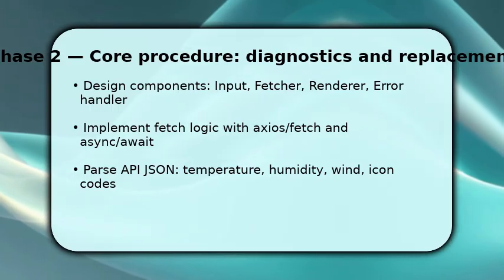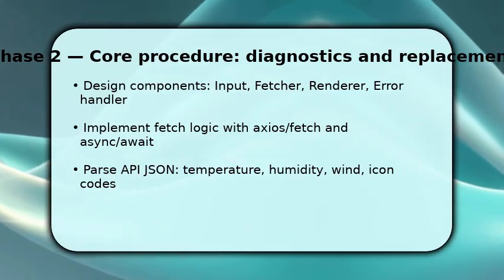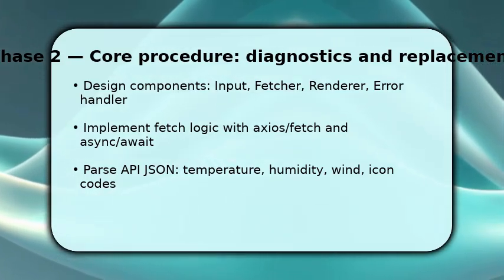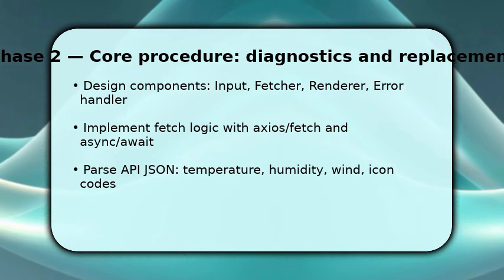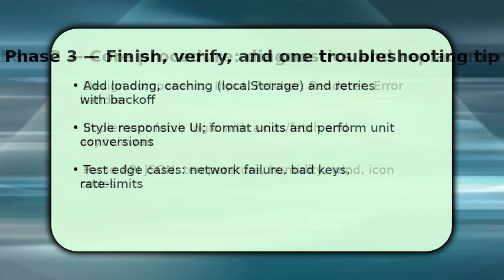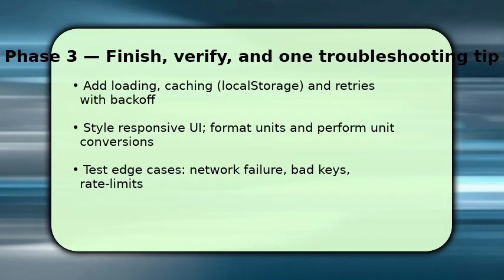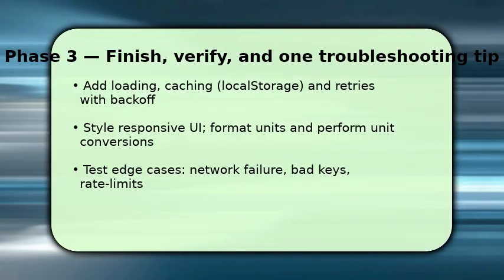Then pass normalized data to a rendering component that updates the DOM or state. Make sure to debounce input. You finish by polishing UX. Show a loading state, cache recent responses in local storage, and implement retry with exponential backoff for transient errors. Make unit toggles for Celsius versus Fahrenheit and format numbers cleanly.